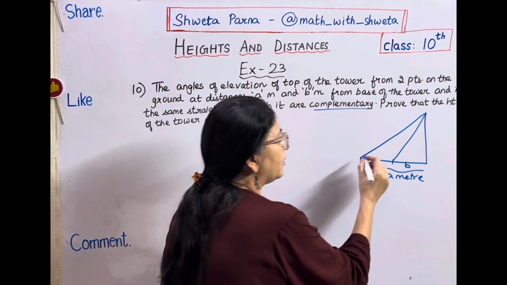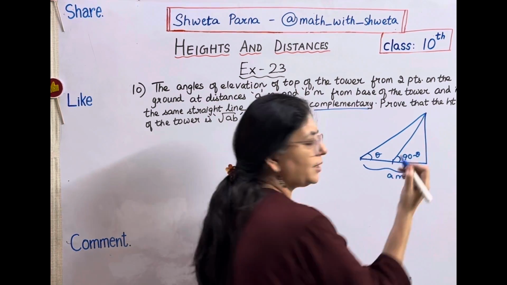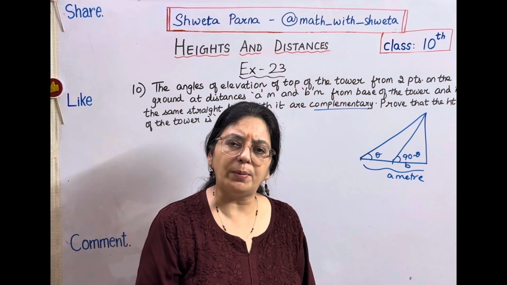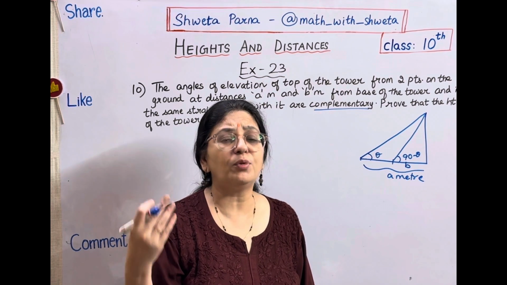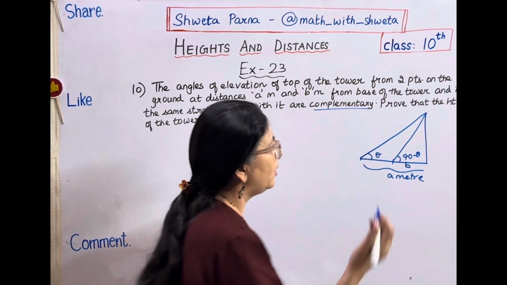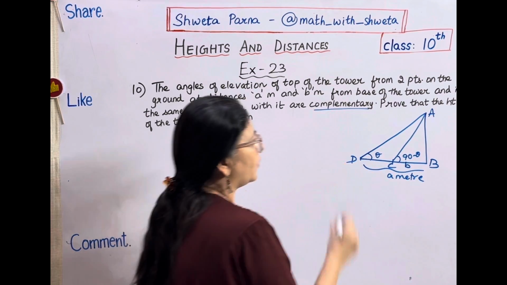So if one angle is theta, the other angle would be 90 minus theta. Let's take a number. Say one angle is 30 degree. What is the complement? For the complement it would be 90 minus 30, which is 60 degree. The same thing I did here. Now let's name it, it becomes easier. A, B, C, D.